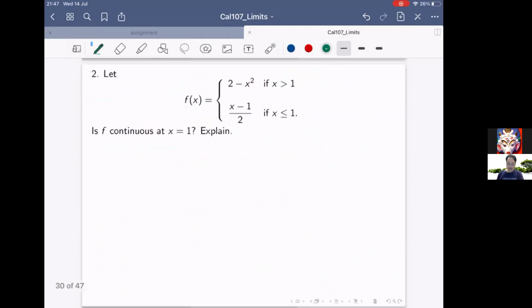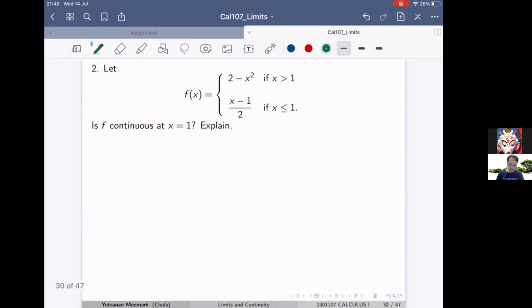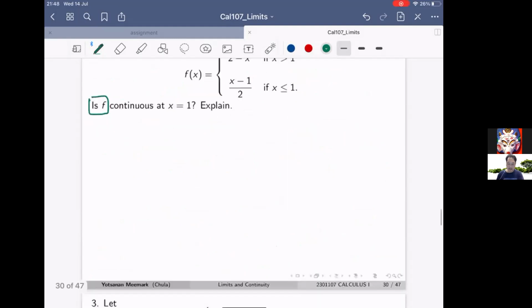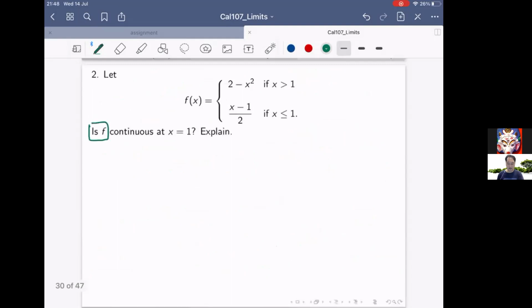How about this one? We want to say whether your f is continuous at this particular point x equals 1 or not. So we need to check something first: whether f(1) is defined or not. Oh, it's right here. So your f(1) just happened to be 1 minus 1 over 2, which is 0. And then we need to check whether the limit as your x goes to 1 from the left and the limit as your x goes to 1 from the right are the same or not. So let us check this one.